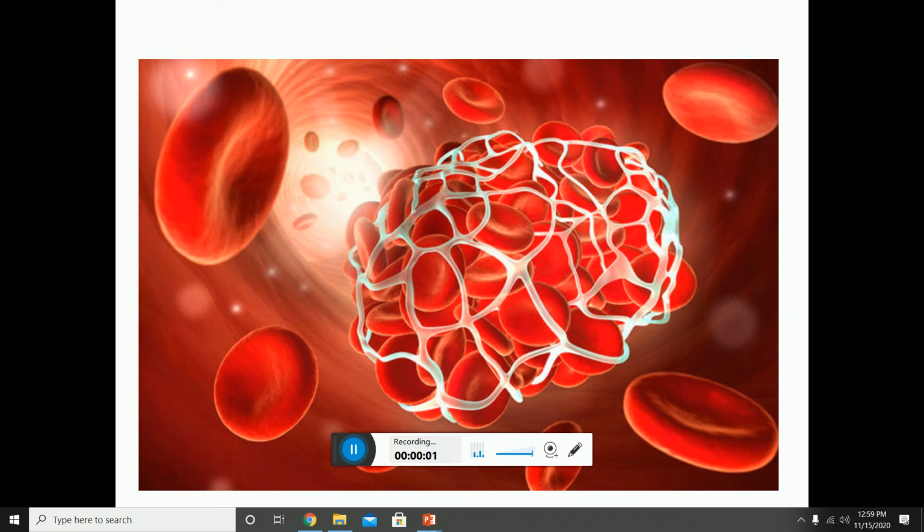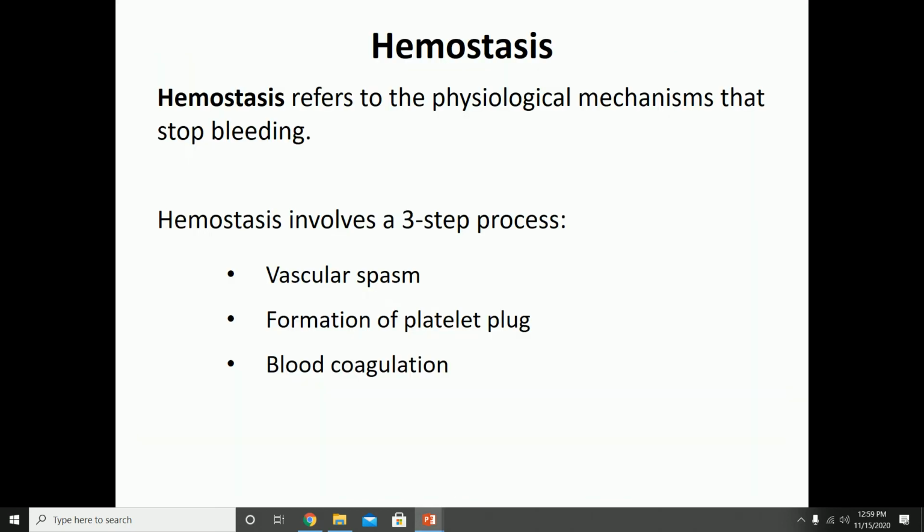Now in this part, let's talk about hemostasis. Hemostasis is a physiological mechanism that is going to eventually stop bleeding. And again, you don't want to confuse it with homeostasis. These are two totally different things. Hemostasis is a 3-step process, and it happens in this order.